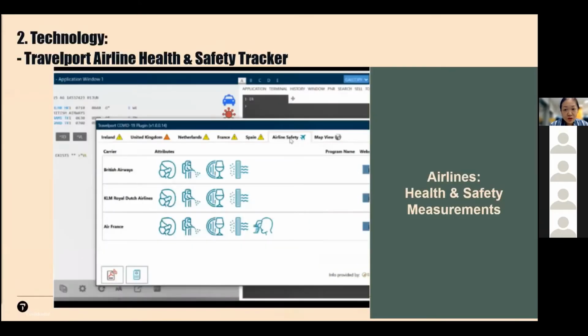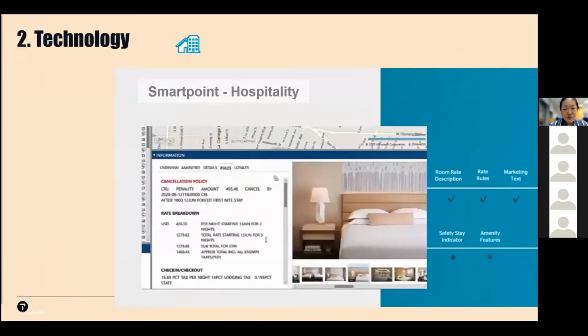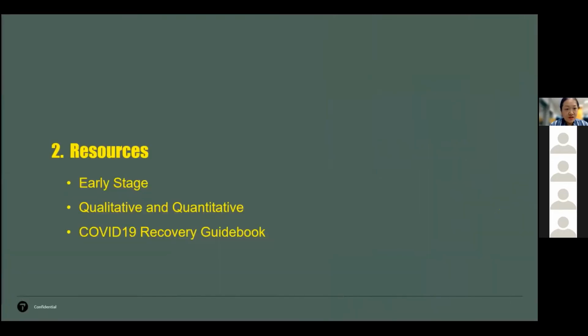So for airlines, we also have all their health and safety measures, and even the COVID-19 rating system. For hotels, we have their cancellation policies, cleanliness and safety measures, as well as amenities special to the pandemic period, like some of them using stickers to prove their rooms have been cleaned. That's why for hotels, it's very important to update all this information on the systems.